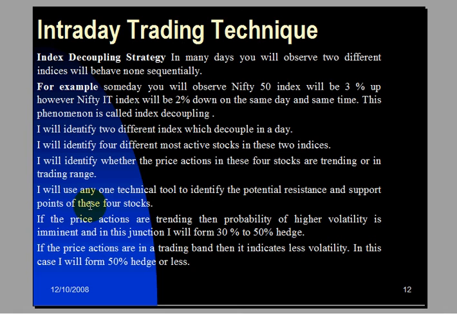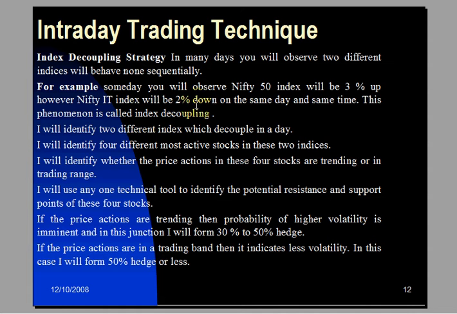The higher the volatility, the more this strategy will reward you. If the prices are in a range or trading band, or you can say volatility is constant for the day, then this strategy will give you a moderate result. However, this is one of the most successful strategies for intraday trade.